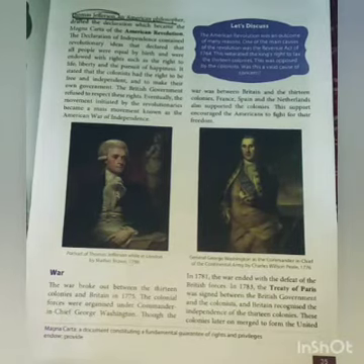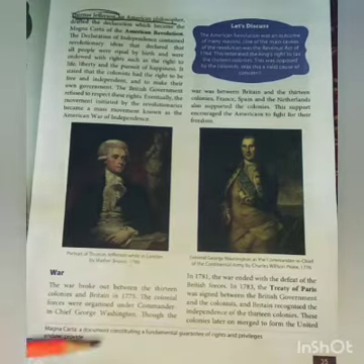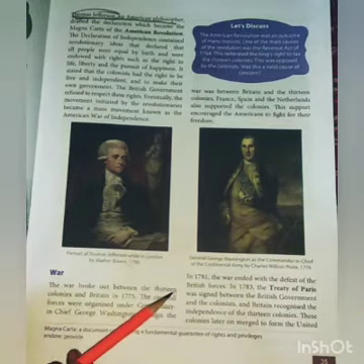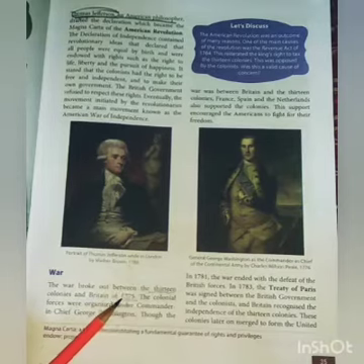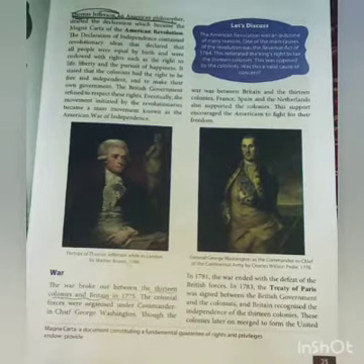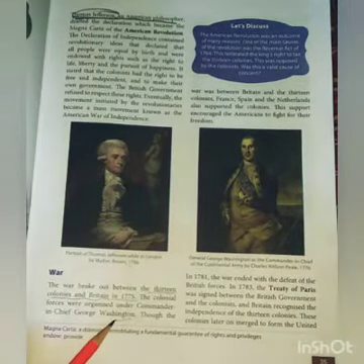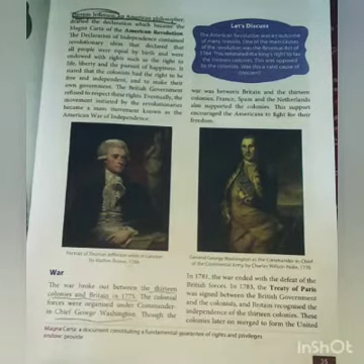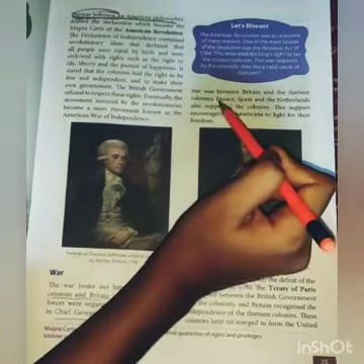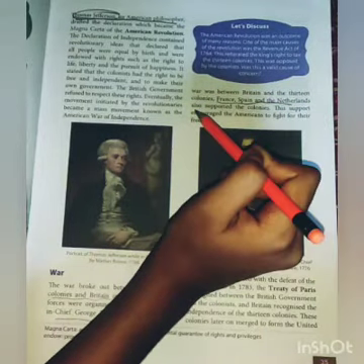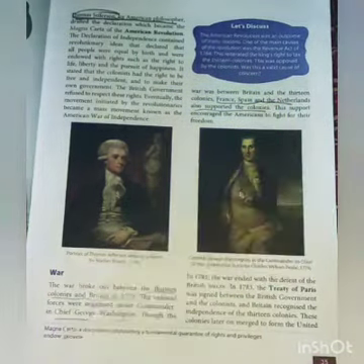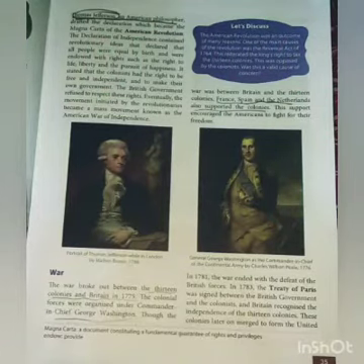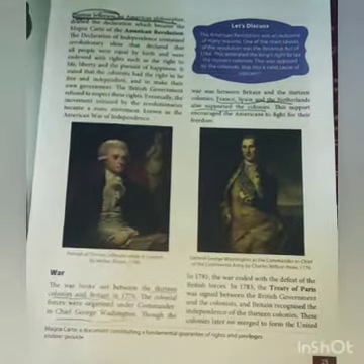Now, the war broke out between the 13 colonies and Britain in 1775. Between whom? The 13 colonies and Britain. The colonies' forces were organized under Commander-in-Chief George Washington. Though the war was between Britain and the 13 colonies, France, Spain, and the Netherlands also supported the colonies. Whom did France, Spain, and the Netherlands support? They supported the 13 colonies, not Britain.